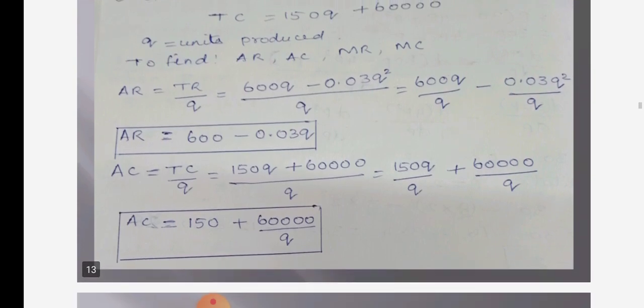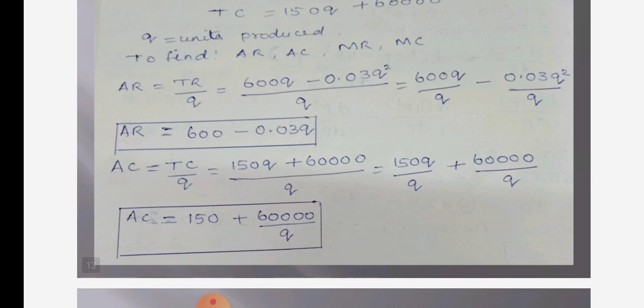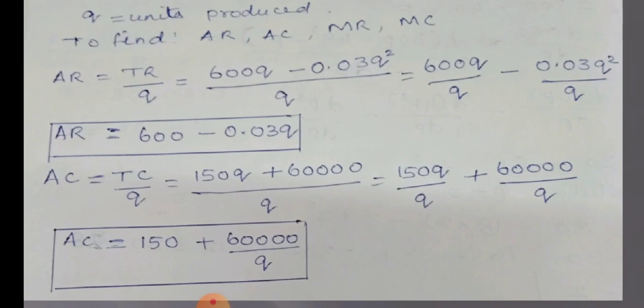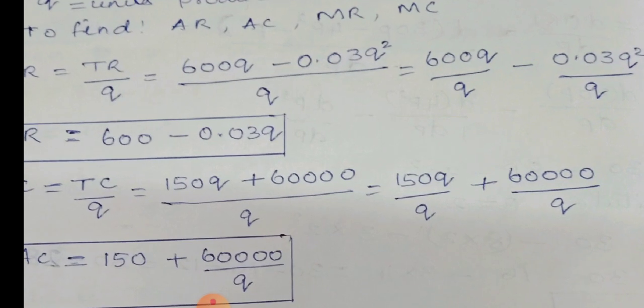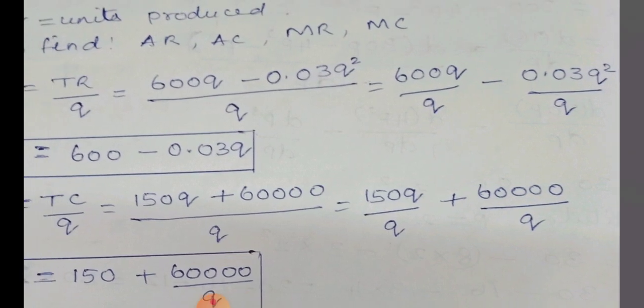To find average revenue, it is just the formula TR by Q, that's all. So to find AR, what is the formula? TR divided by Q. Write the TR function. The TR function, total revenue function, is 600Q minus 0.03 Q square divided by Q. This Q is common for both the terms. So you can write it as 600q divided by q minus 0.03 q square divided by q.